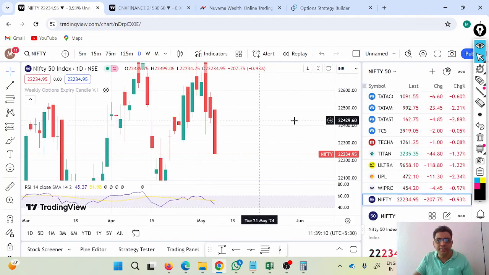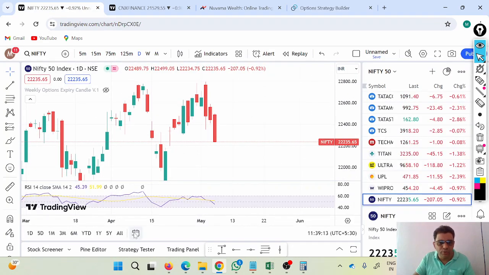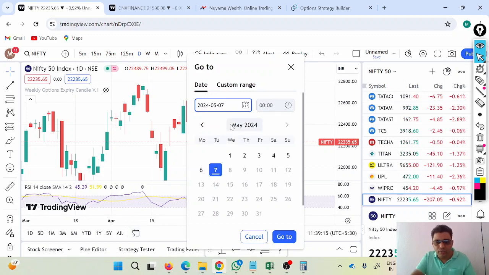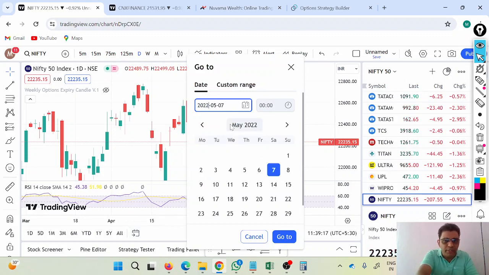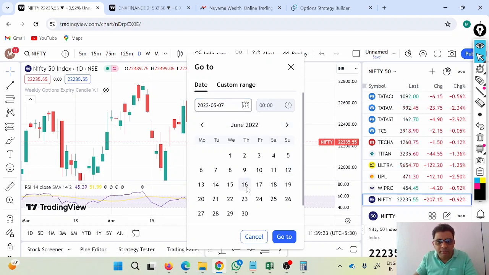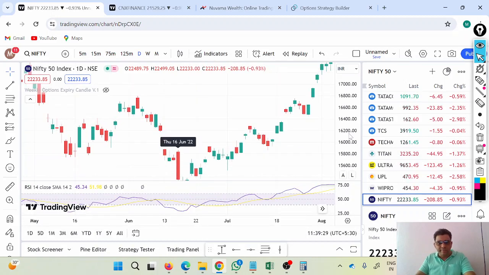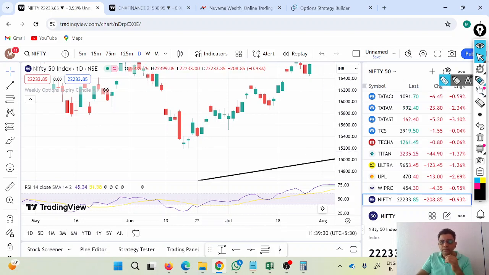So I'll go to this Nifty chart here, and directly I will go to 16th of June 22. You can see this big red candle on 16th of June, and this was a Thursday. This was the expiry of Nifty on 16th of June, and on the day of expiry it was a big red candle. And how the gamma impact works, I will show you practically.